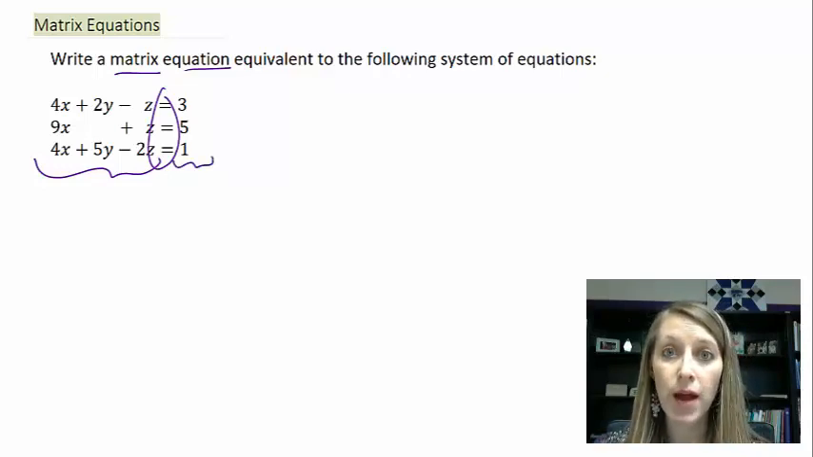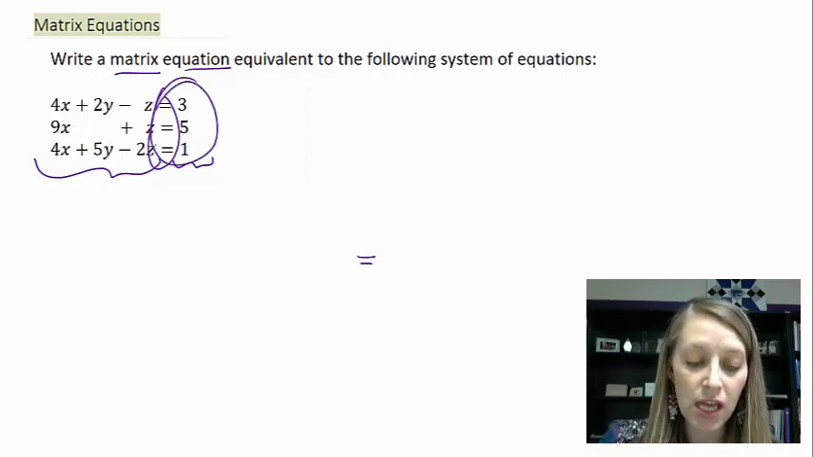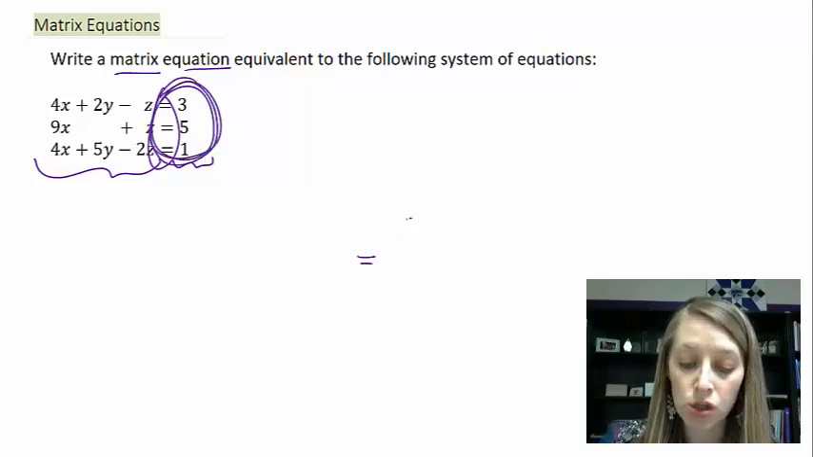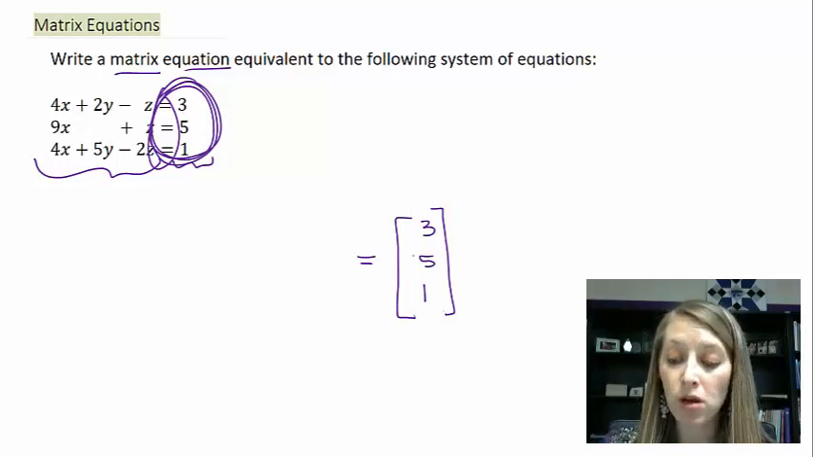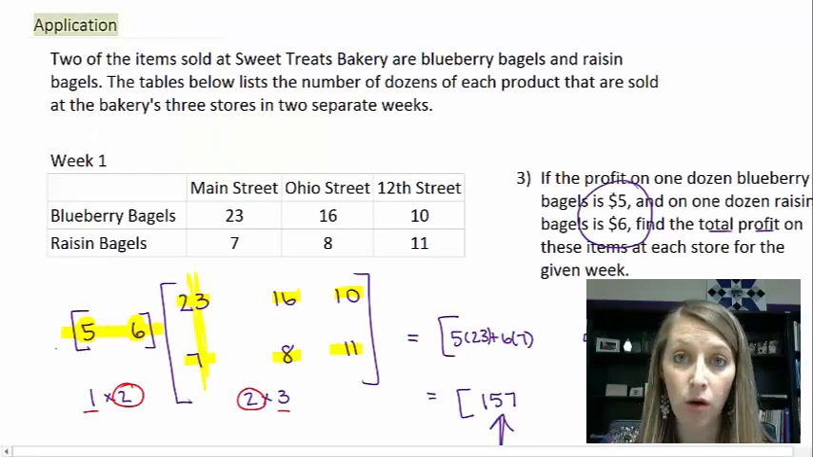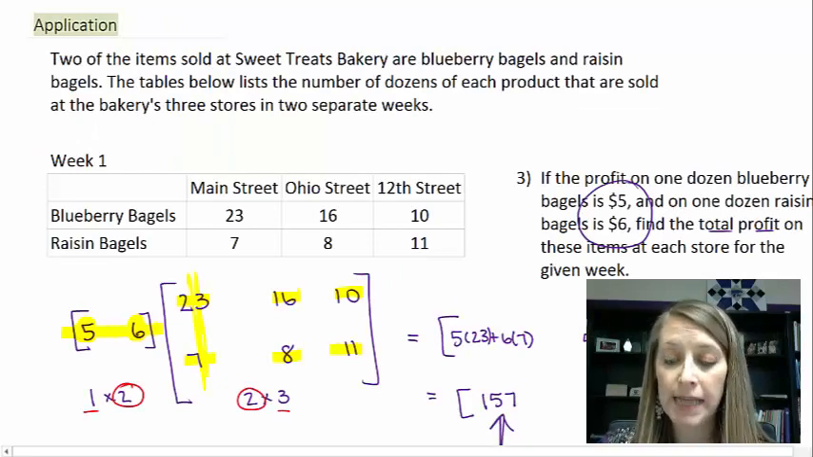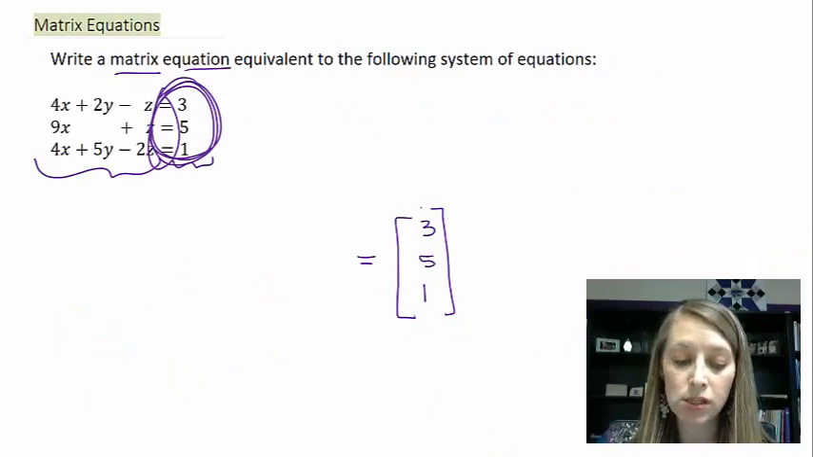So let's start with the right-hand side of this equation because that's going to be easiest. If I just take these numbers and put them into a matrix, my matrix is going to look like this: 3, 5, 1. And it's okay for a matrix to only have one column, or like we saw in the last application, one row. It's no big deal. It doesn't say a matrix has to be any specific dimensions. So this is my column matrix.